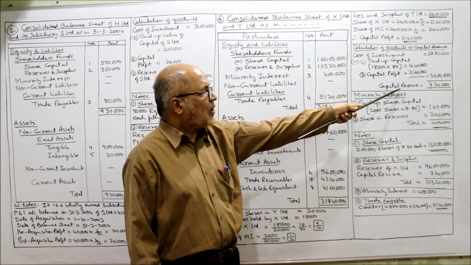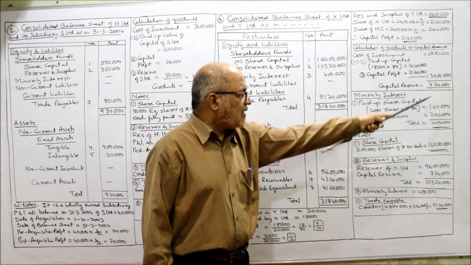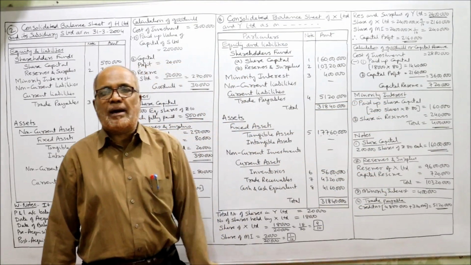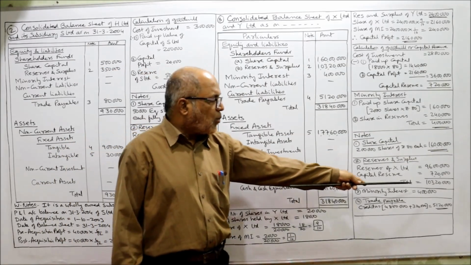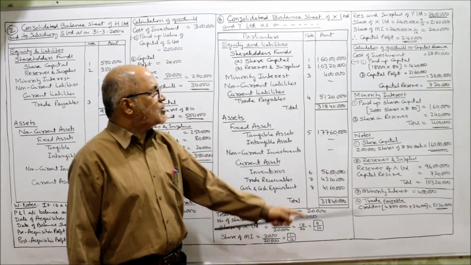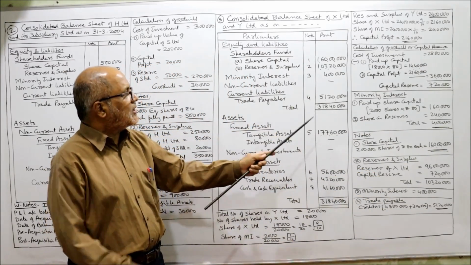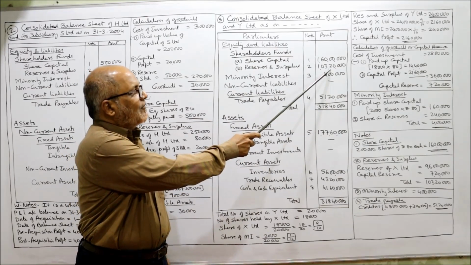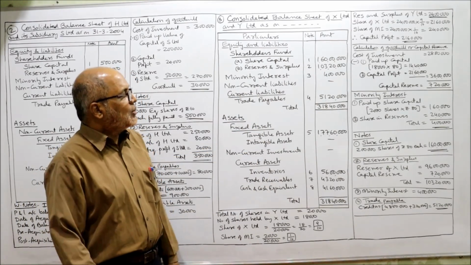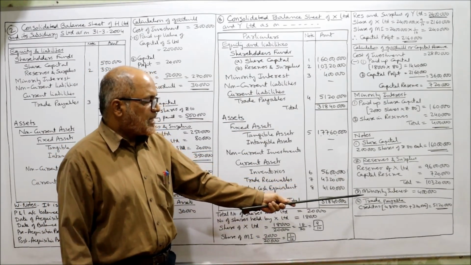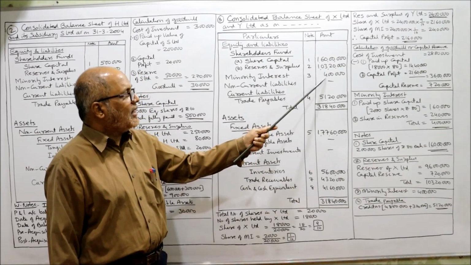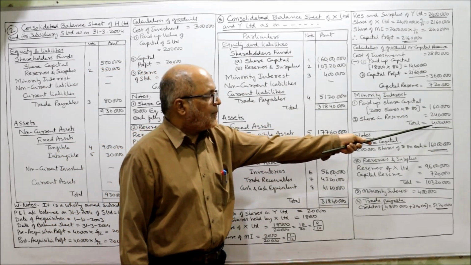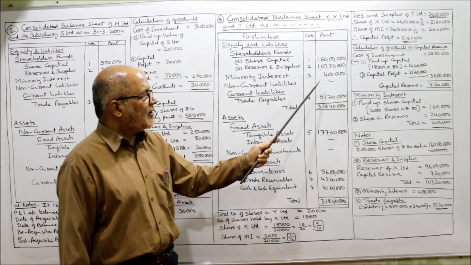Profit and capital reserve, sorry. Capital reserve just now we got. Capital reserve 7 lakh 20,000. Add up both, 1 crore 3 lakh 20,000. 1 crore 3 lakh 20,000 where it is here. Reserves and surplus. Then minority interest 4 lakh. Already I have calculated minority interest here. 4 lakh rupees minority interest.